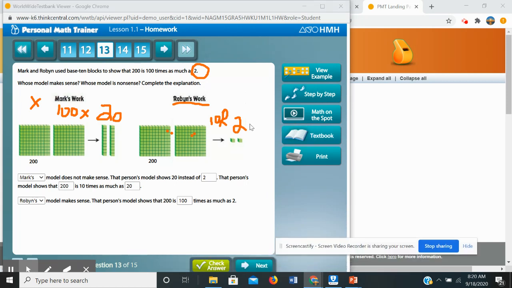Okay, so again, with these problems, always read them accurately, look at the model to see what it's showing, and then you can base your answer off of that. And again, if you still have problems and you don't understand, always click the view example or the step-by-step. Those are two things that will help you to get to your answer.